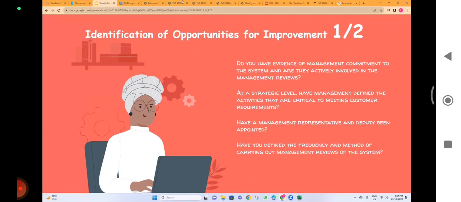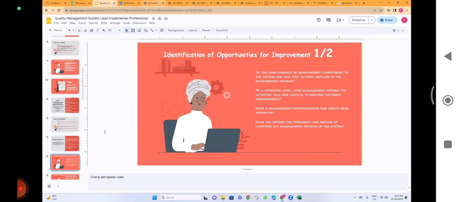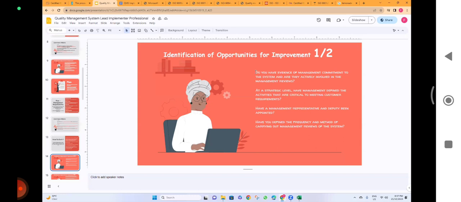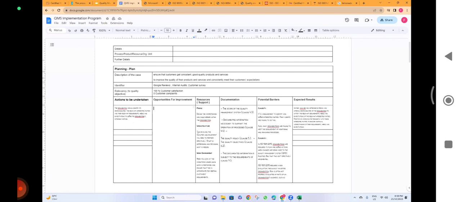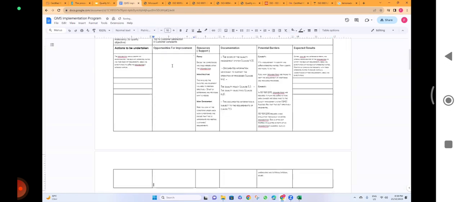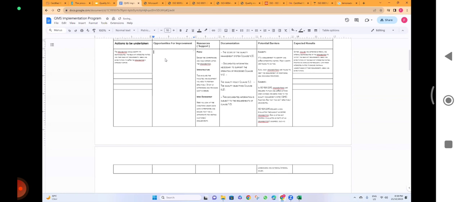As you can see here, this is going to the PDCA, which we are following right now. We are in the planning. This is going to help us so that opportunities for improvement are determined and acted upon. So this is now what you are doing. You are going to identify these opportunities for improvement, and you have to make sure that they are acted upon so that this action can be completed and these expected results can be achieved. So these are now the opportunities for improvement that you have to put over here.